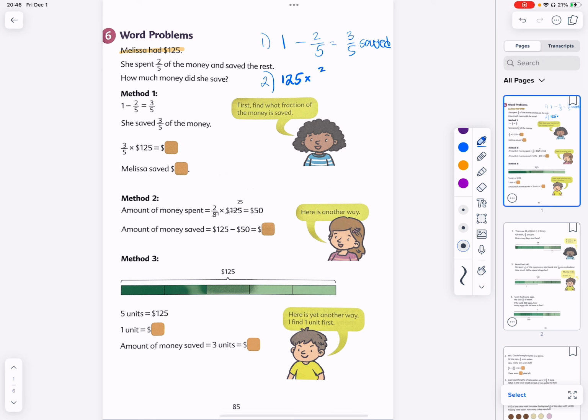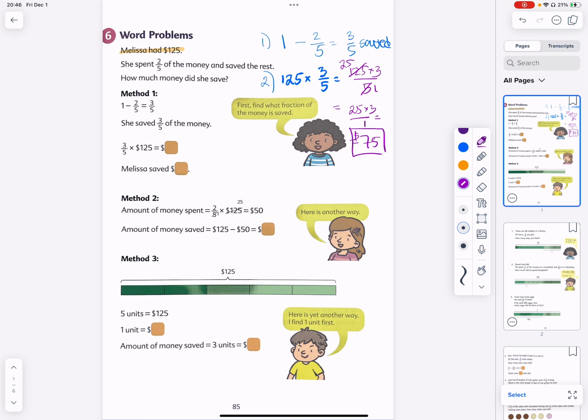what is 3/5 of $125? Remember, we always try to simplify before we multiply. So this means 125 times 3 over 5. And of course, before we multiply, let's simplify. 125 is divisible by 5. It is 25. And 5 divided by 5 is 1. And the answer is 25 times 3 over 1 equals $75 she saved.